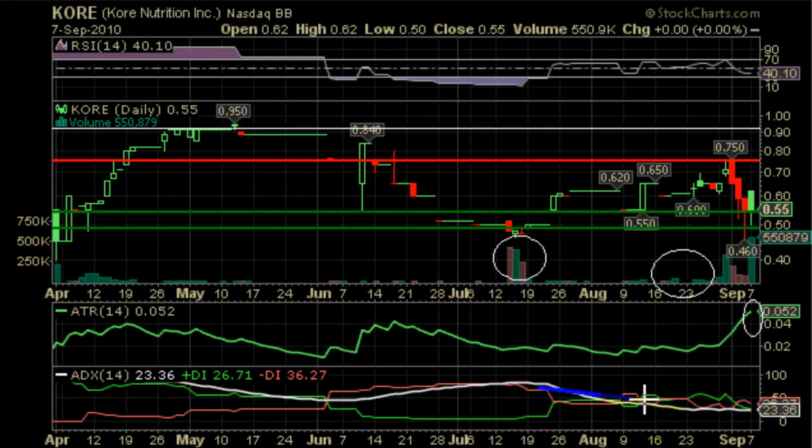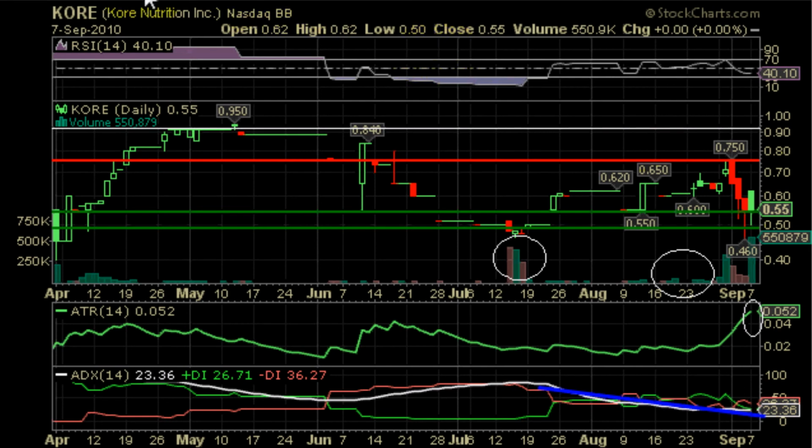We can also see that the ADX itself has dropped from 90, indicating a very strong trend, all the way down to 23. Anything above 20 is considered a trend. So right now this bearish trend is just barely a trend. It's a weak trend. That's great because that means that the bears are starting to get out of the stock and it's time for the bulls to come back.